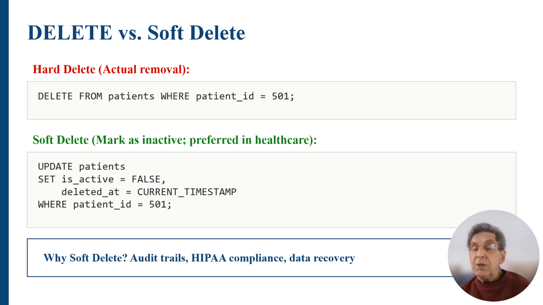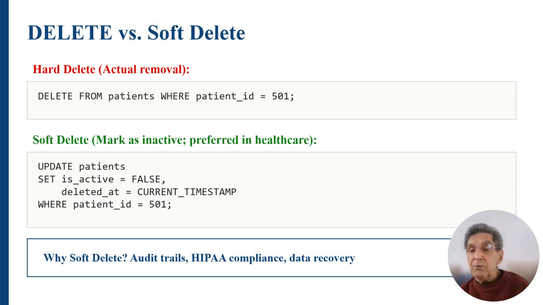Why is soft delete preferred in healthcare? Well, there's 3 main reasons. First, for audit trail purposes. Regulators and auditors may need to see what data existed at some time in the past. With soft delete, you can always show what was there and when it was marked to be deleted. Second, HIPAA compliance. As mentioned earlier, healthcare records must be retained for specific periods. So soft delete lets you hide records from normal application queries while maintaining them for compliance purposes.